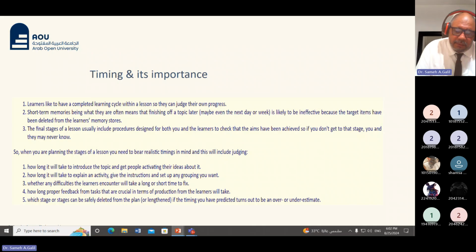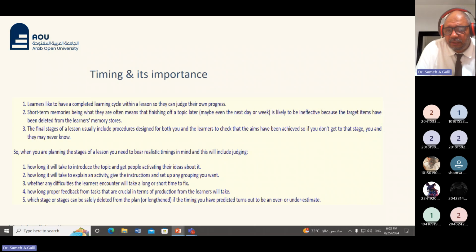And obviously, if you don't finish on time, or within the time that you set for yourself, and you're relying on the fact that you're going to do that next time, there wouldn't be a next time, because when they come next time, they have short-term memories. So perhaps you need to start from the very beginning, which is obviously a sheer waste of time.